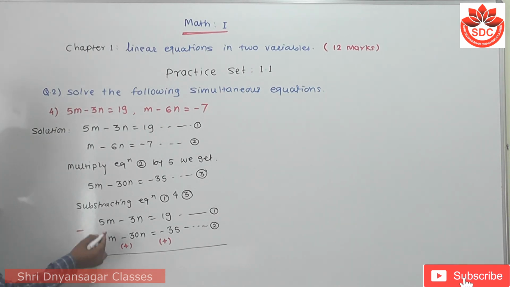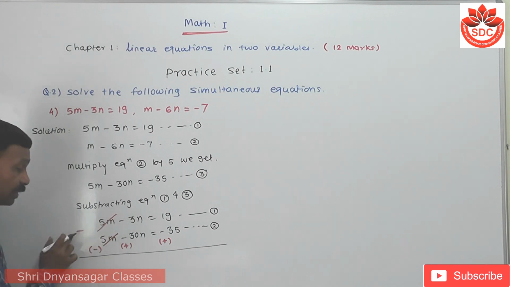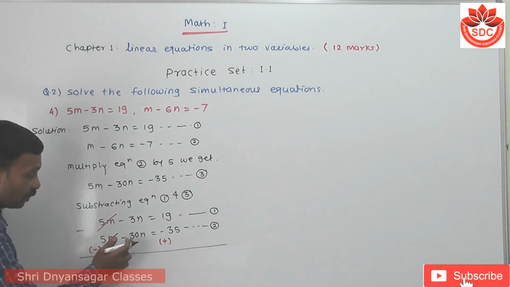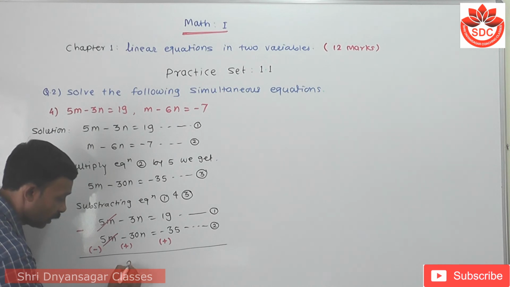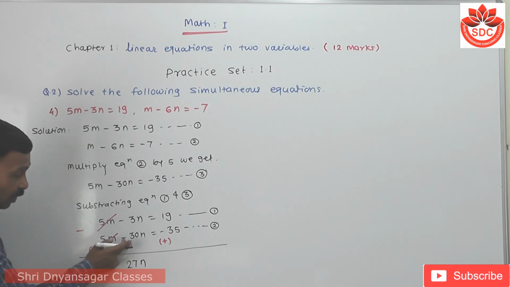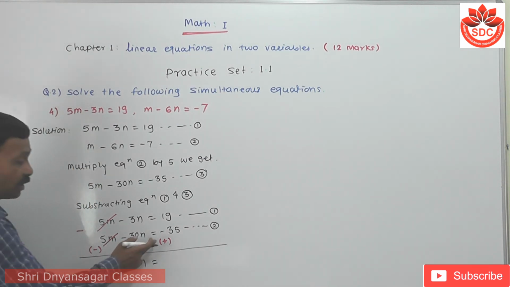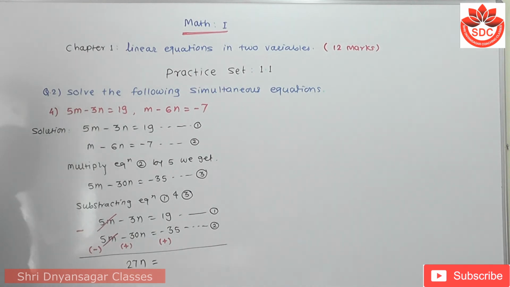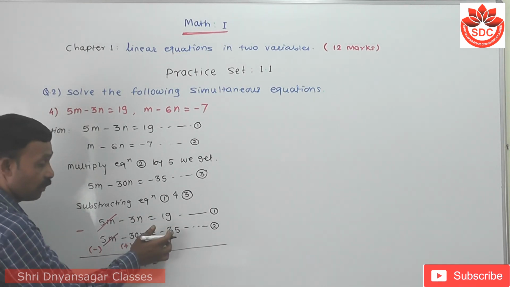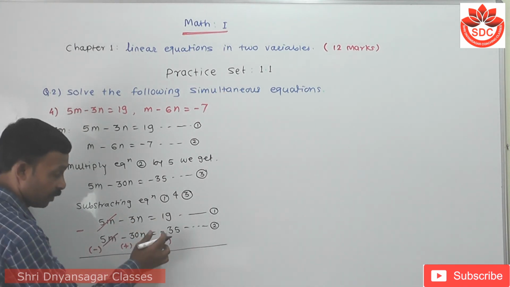Now when we observe, 5m gets cancelled. Then student, one number is minus, one number is plus, which means you have to subtract and give the sign of the bigger. So the subtraction becomes how much? 27n, which has sign plus because this 30 converts to plus. So plus 27n is equal to. Now the addition, because here is plus 35 and plus 19. Addition of these two, look carefully, 35 plus 19 is equal to 54.